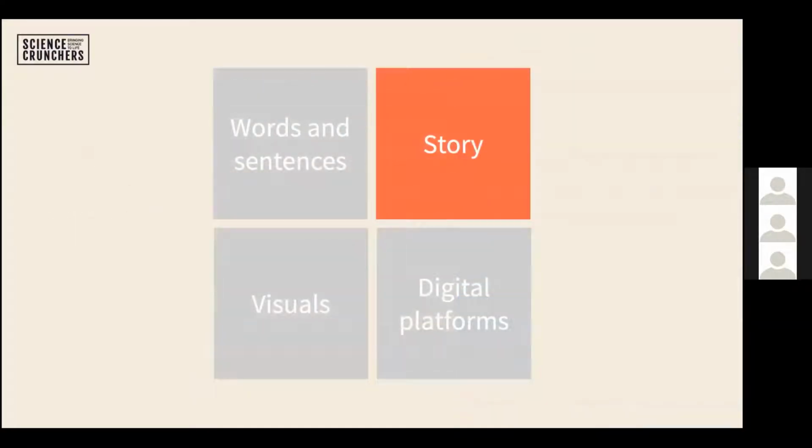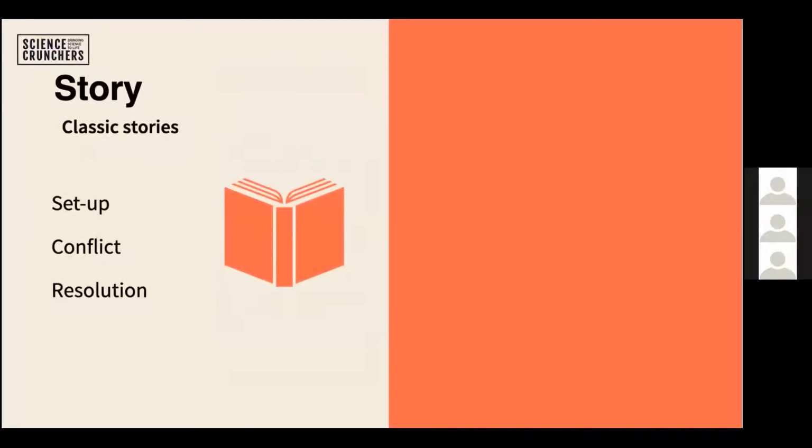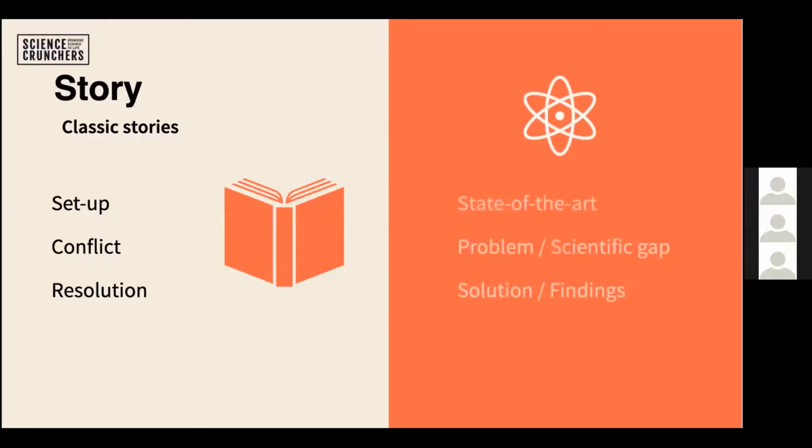So moving to the story component, yesterday we covered this a little bit in terms of having the setup of, well, the structure of classic stories with the 3-act structure of a setup, a conflict, and a resolution. We talked about how we could take advantage of this structure in terms of better communicating our findings and having the scientific structure of the state of the art, the problem or scientific gap, and then your solution and findings. And we will do this exercise now.